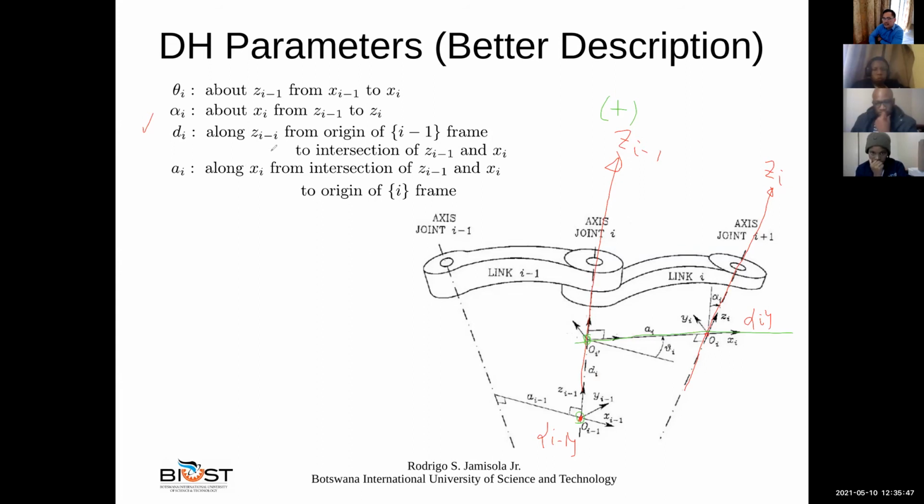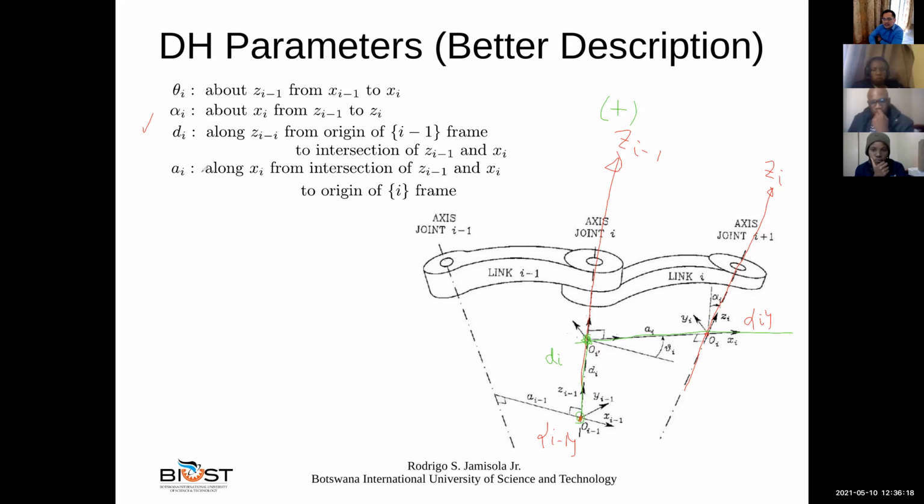So in this case here, along zi minus 1, from the origin of I minus 1 to the intersection of zi minus 1 and xi, which is this one, from here to there, that is along the positive direction. So in this case, your di is positive. Okay, so that is the first distance that we are considering.